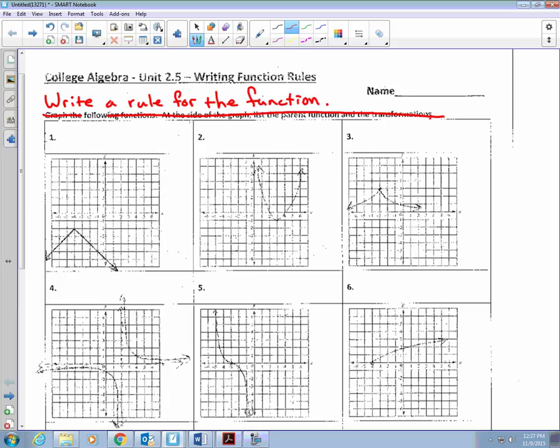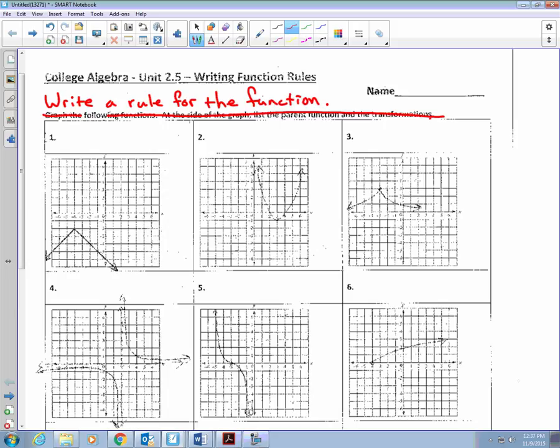This is not review. This is something different. You can change the directions because I made this worksheet up this morning. I pulled from a different worksheet, so I wouldn't have to copy all the graphs, and the directions were wrong, so we're changing it. Write a rule for the function. There's a number of different answers you can come up with for these, but you'll see what happens.